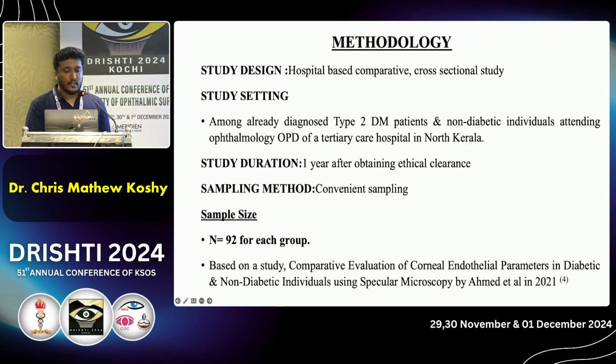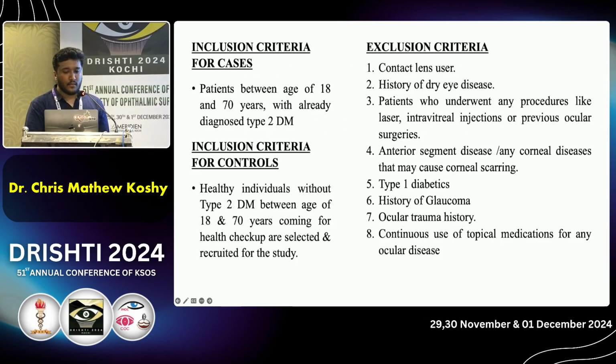Methodology: the study design is a hospital-based comparative cross-sectional study. The study setting is among already diagnosed type 2 DM patients and non-diabetic individuals attending the ophthalmology OPD of a tertiary care hospital in North Kerala. Study duration is 1 year after obtaining ethical clearance. Sampling was done by convenient sampling. Sample size was 92 for each group, which was obtained from a previous study by Ahmad et al.